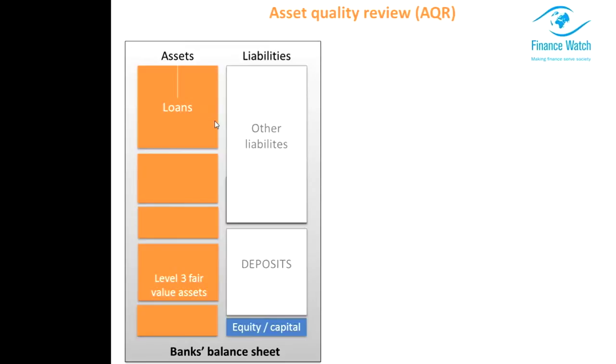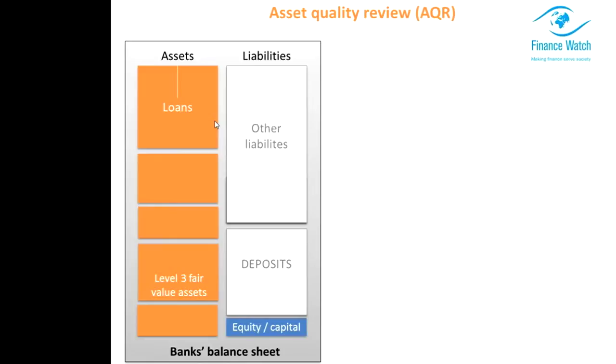Supervisors and auditors hired to assist them from third-party auditor firms are concentrating on two asset classes where the risk is more likely to lie. Those asset classes are loan portfolios and level 3 fair value assets. Loans, no doubt, are of course the most important component of the balance sheet of a traditional bank.